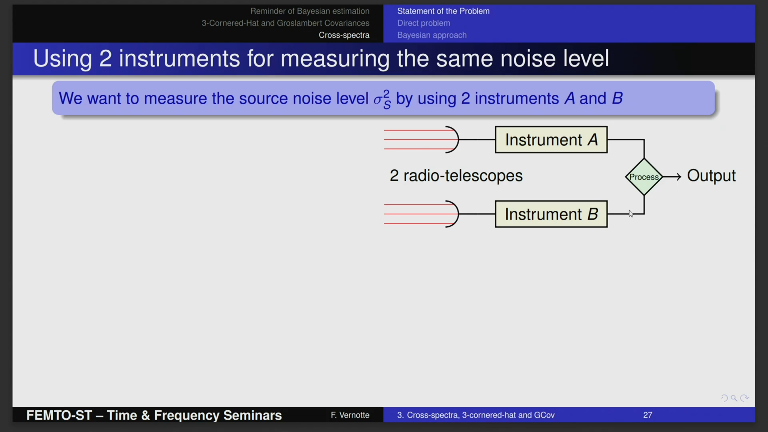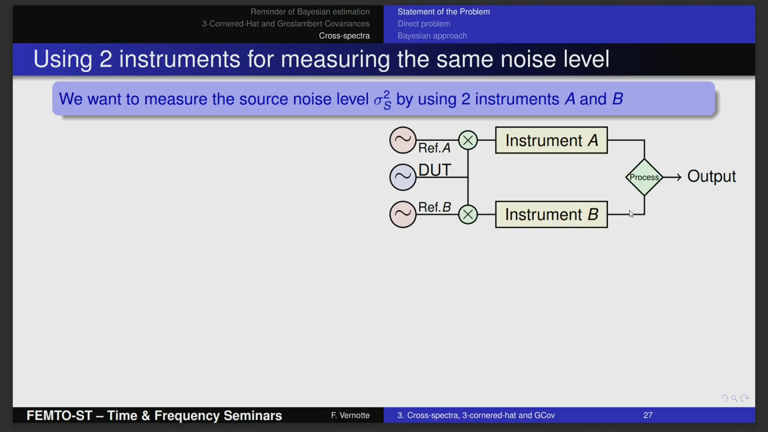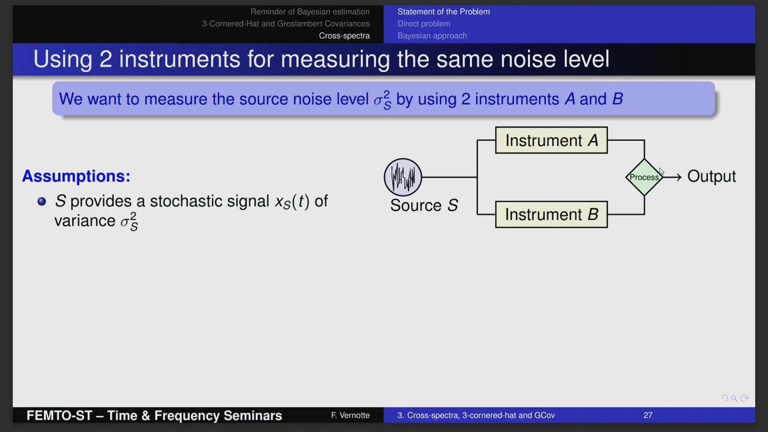But of course, it can be a measurement like the ones that Enrico did, which is a device under test, which is compared to a clock A by using the instrument A and a clock B by using the instrument B. And after that, you make a correlation at the end. So it's the cross-spectrum method.